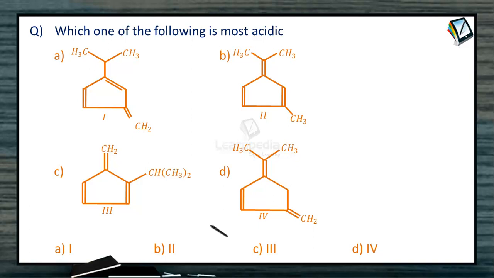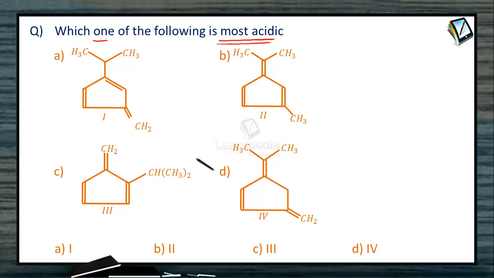Another question. Which one of the following is most acidic? So we have four options, 1, 2, 3, 4. What do you mean by which one of the following is most acidic? The tendency for it to give the proton when treated with the base should be more.